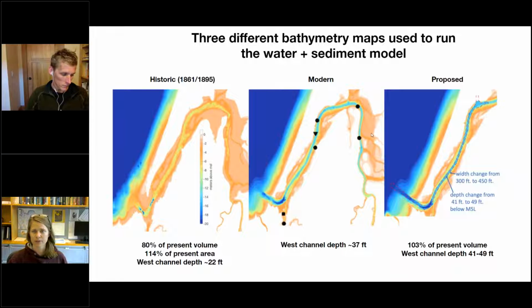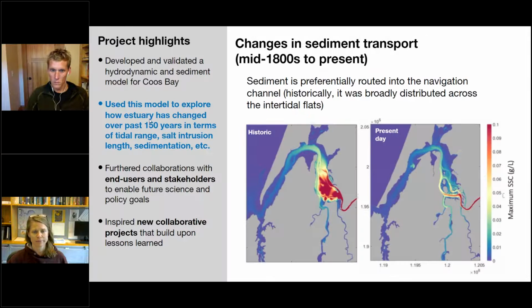So I'll focus in on some of the results, some of the changes that we saw between the historic and modern case, and I'll just note that the trends that we saw in sediment dynamics between historic and modern were basically perpetuated through the proposed case. They were just amplified a little bit more between the modern and the proposed. So this is a figure that highlights one of the properties we were looking at, and Dave showed you the model of the overall flow of sediment that we're able to model through the estuary. And this is one of the main takeaways.